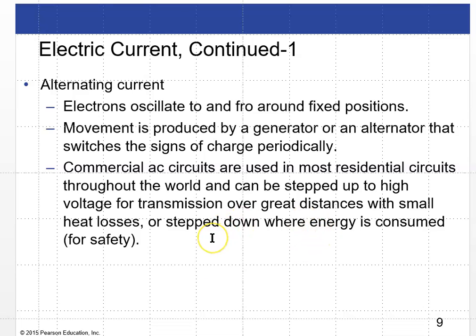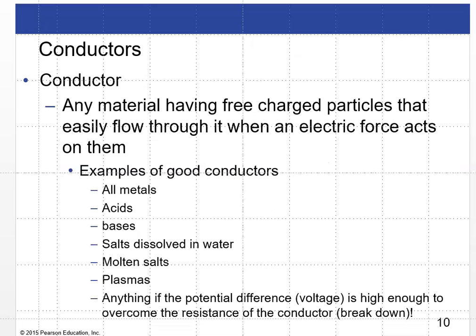It's very efficient to transmit electricity at high voltages, as you keep the current as low as possible, and that keeps the loss low. The loss is related to I squared R, the current squared times the resistance. So we try to keep the voltage as high as possible, which keeps the current as low as possible.